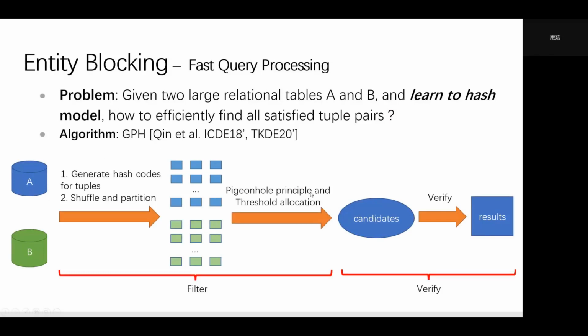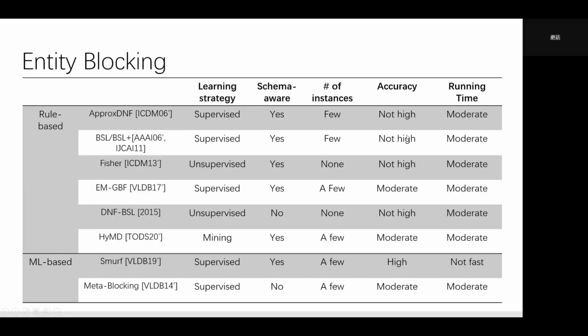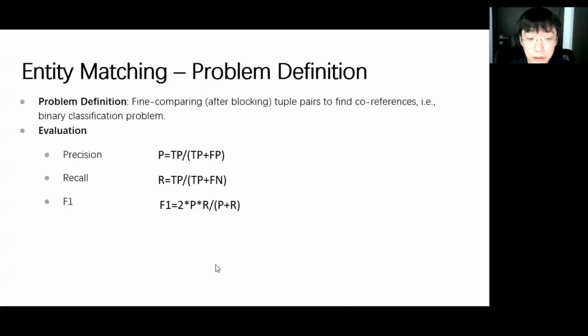But ER is the first learning hash model in the ER area, and its running time is very fast because it used the binary code instead of the dense vector, and it also has high accuracy because the blocking is.